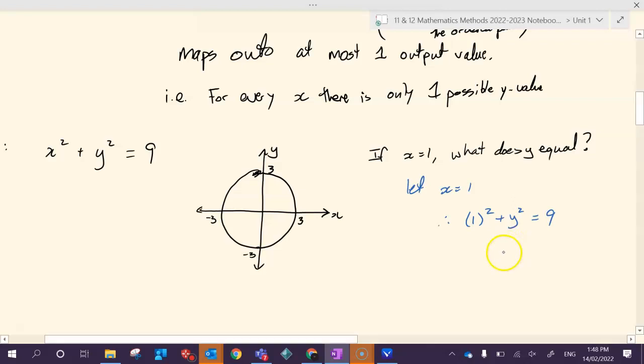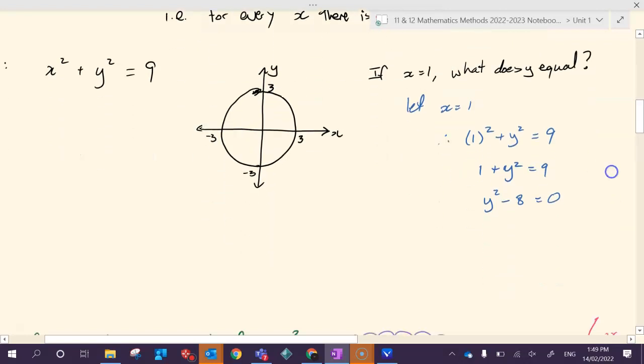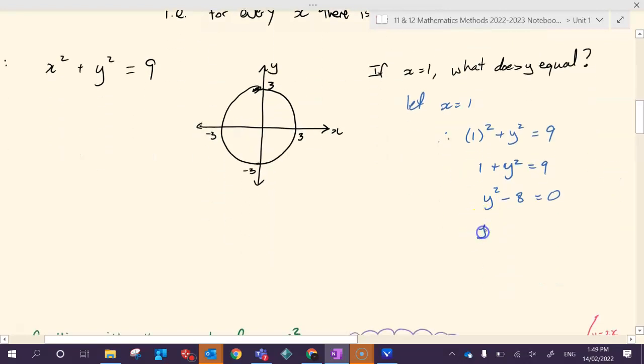All right, so when I'm trying to solve this, 1 plus y squared equals 9, I am solving a quadratic equation. When I solve a quadratic equation, I set it equal to 0, so I'm going to subtract 9 from each side. Why are you doing it that way, Mr. Chewers? It takes longer.